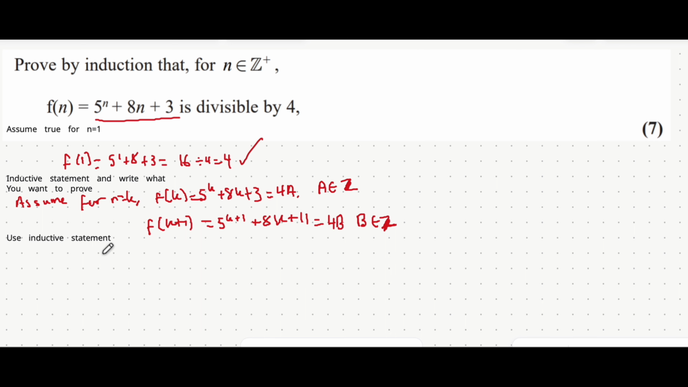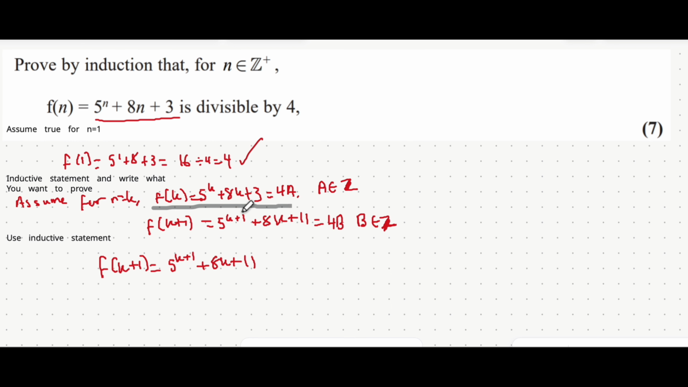So let's write this out one more time. f of k plus 1 we've introduced as 5 to the power of k plus 1. By the way, sorry, I've got a new stylus, so my handwriting might not be the best. So plus 8k plus 11. How can we use this statement that we introduced earlier to show that this statement is true?